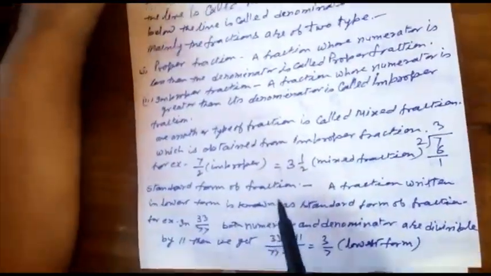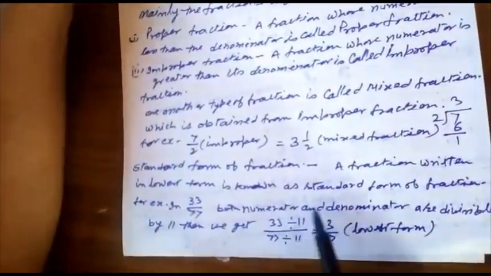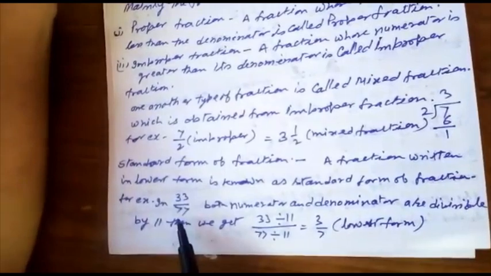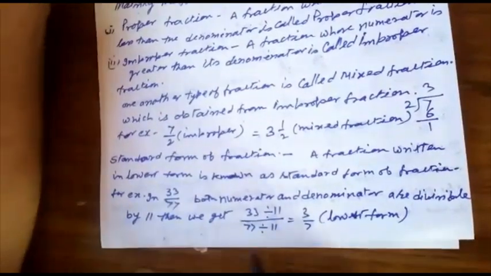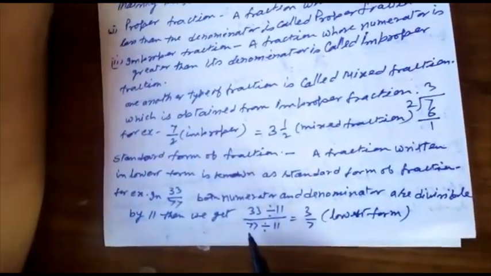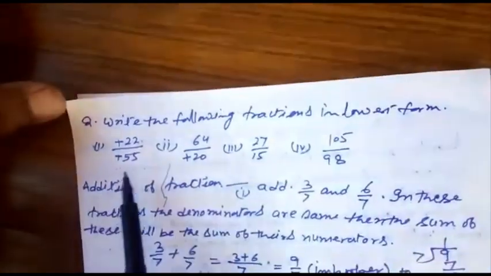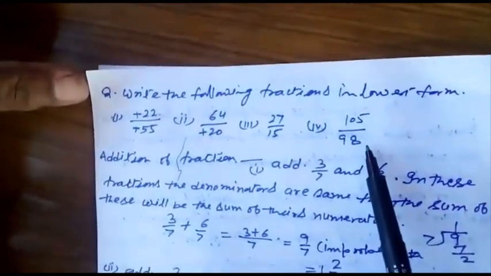A fraction written in lowest terms is known as the standard form of a fraction. For example, in 33 upon 77, both numerator and denominator are divisible by 11. Then we get 33 divided by 11 and 77 divided by 11, it will come 3 upon 7. This is the lowest form and this is the standard form of the fraction. Now, write the following fractions in lowest form: 22 upon 55, 64 upon 20, 27 upon 15, 105 upon 98.